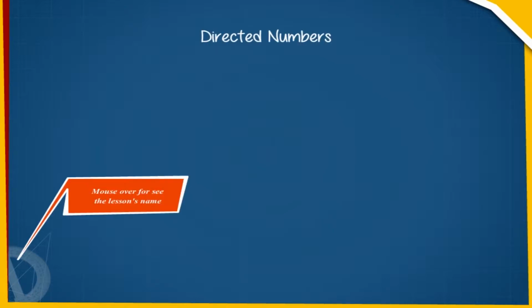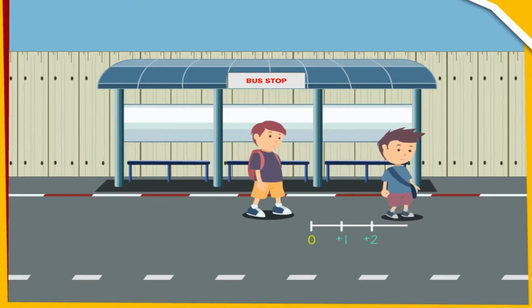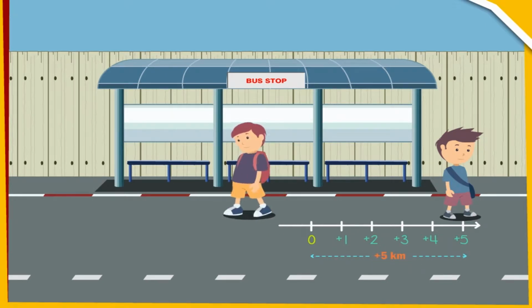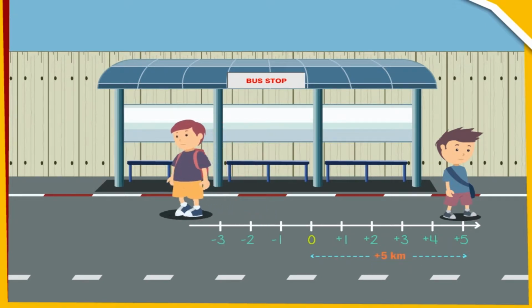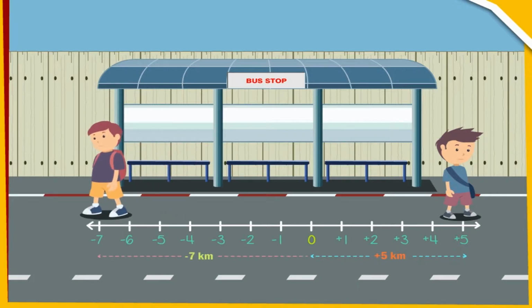Directed numbers. Arnav walks 5 kilometers towards the east direction from the bus stand. Let us write it as plus 5 kilometers. Samarth walks 7 kilometers towards the west direction from the bus stand. We can write it as minus 7 kilometers.